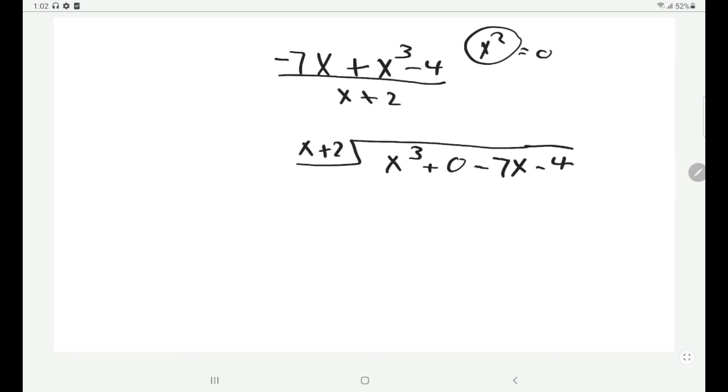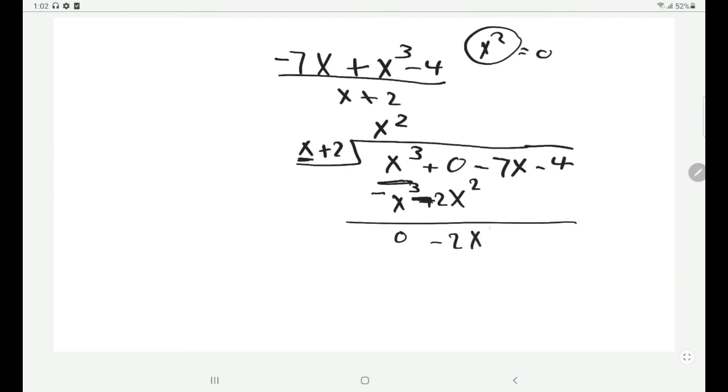And also if the divisor is not arranged, like if it was 2 plus x, you arrange it as x plus 2 to take the first variable in front. So let's start to divide. x cubed divided by x is x squared. Then you multiply to both terms. You get x cubed plus 2x squared. Then you subtract, so you change the signs. This one will become 0. Then 0 minus 2x squared, so you get minus 2x squared. Then you drop the negative 7x.